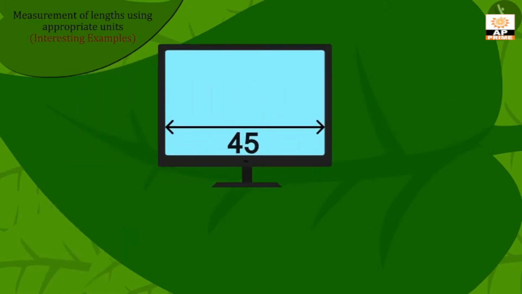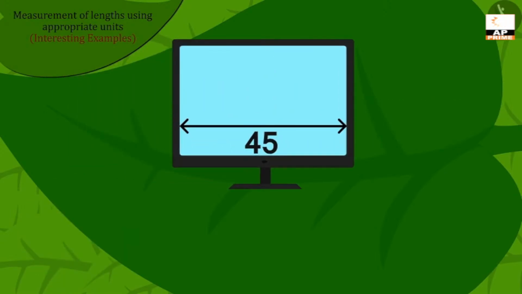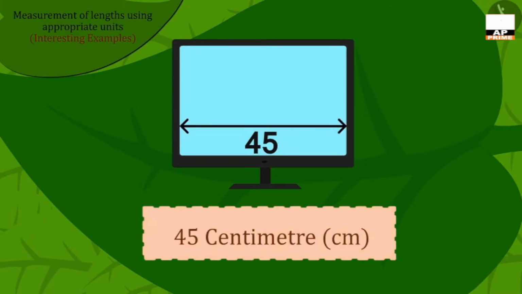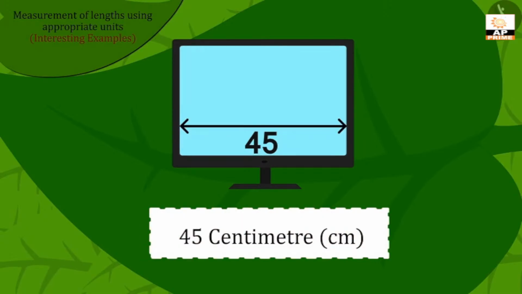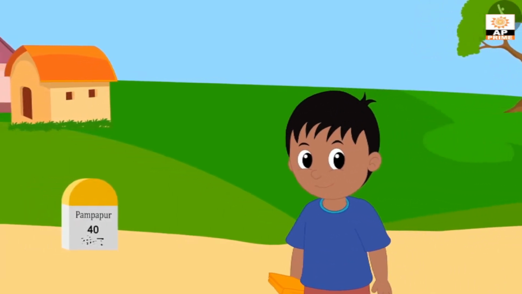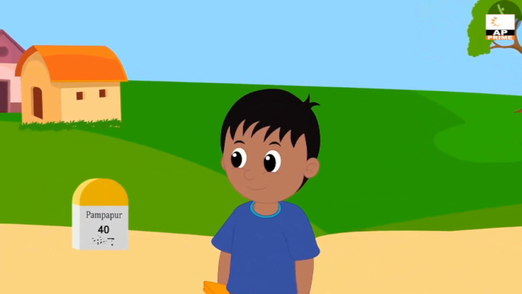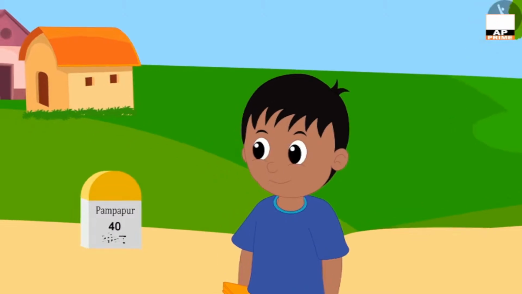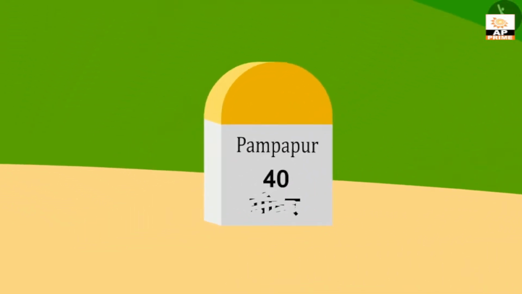So in this way, what would be the screen length of the monitor? 45 centimeter. Now Raju was about to reach his house. Just then, on the way, he saw it was written on a stone plate on the ground, Pampapur 40. But the unit below was erased.